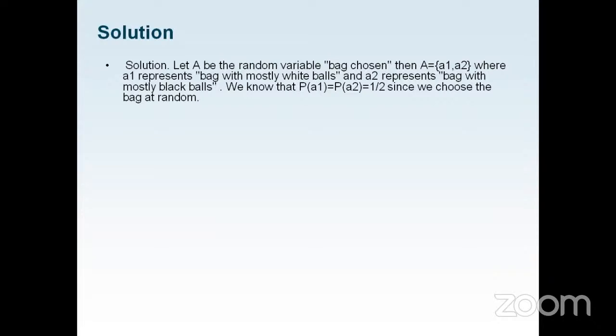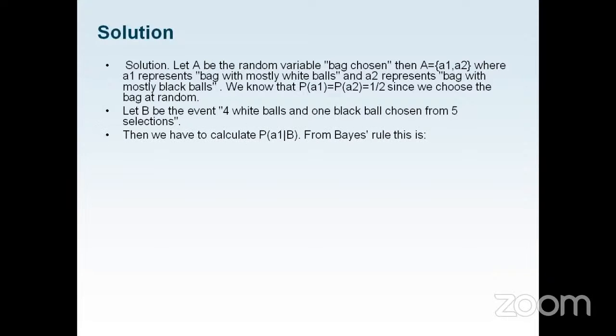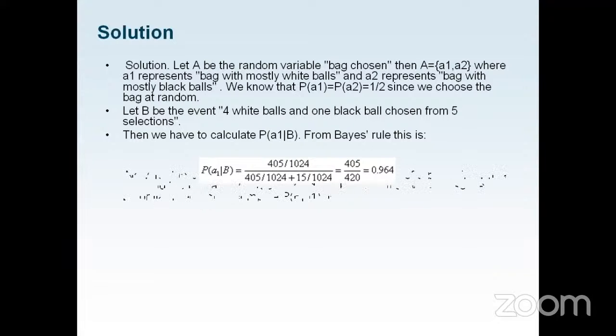Let A be the random variable for the bag chosen, that is A1, A2, where A1 represents the bag with mostly white balls and A2 represents the bag with mostly black balls. So the theorem applies here. And B is the event where 4 white balls and 1 black ball are chosen from 5 selections. Then we have the calculation of P(A1|B), and based on Bayes' rule, we have these calculations. So here, instead of going through the complete probability, you can just take the formula and get the solution.